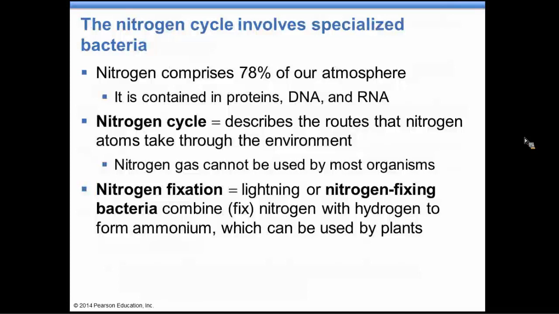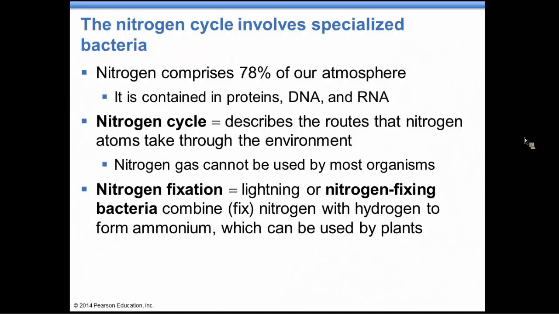So then moving on to the next cycle, the nitrogen cycle. The nitrogen cycle involves specialized bacteria. Nitrogen makes up 78% of our atmosphere by mass and is the sixth most abundant element on Earth. The nitrogen cycle involves chemically inert nitrogen gas, which most living organisms cannot use. This makes the atmosphere the major reservoir for nitrogen.